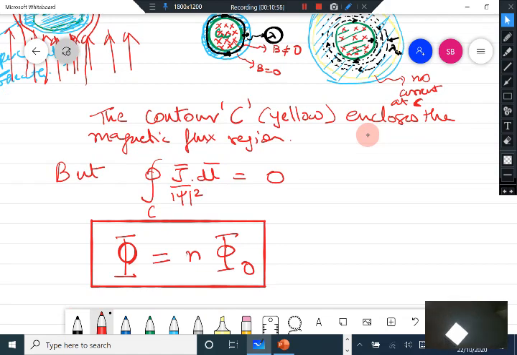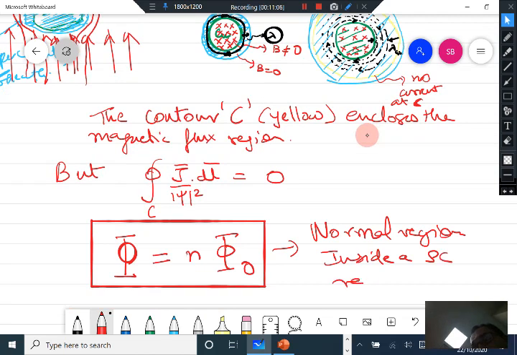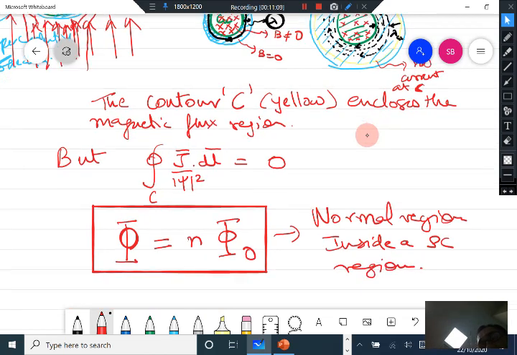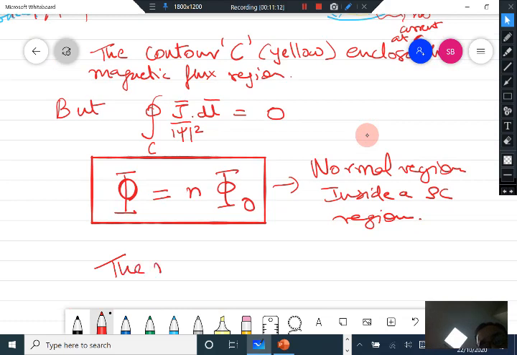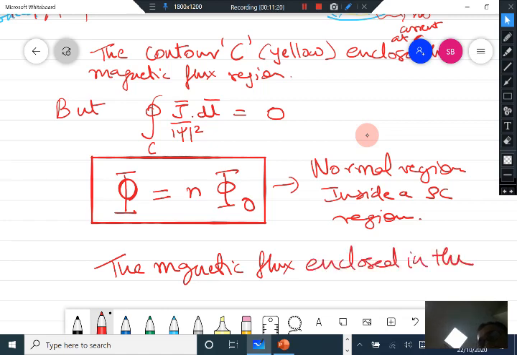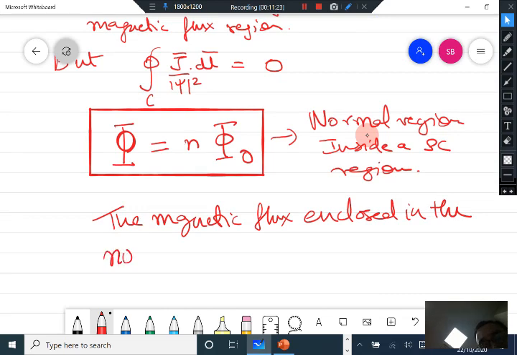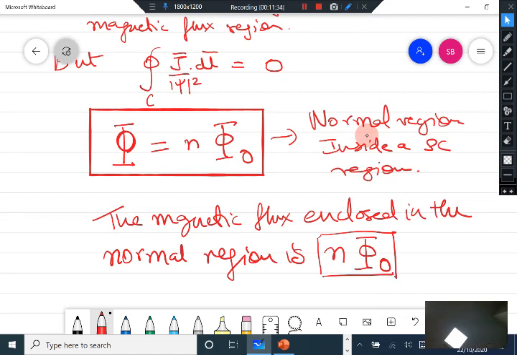So if you have a normal region inside a superconducting region, then the magnetic flux enclosed in the normal region is n times the magnetic flux quantum.